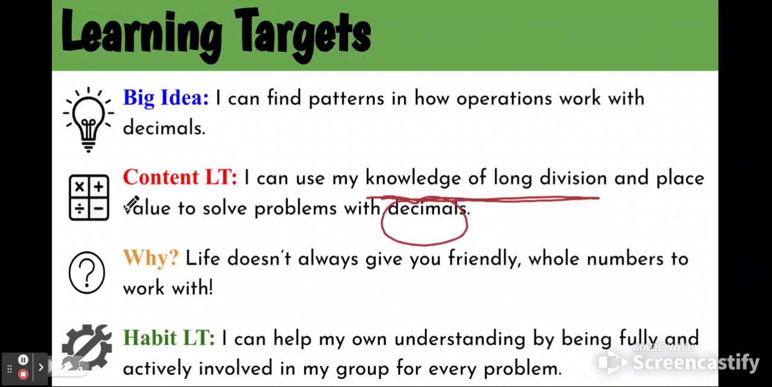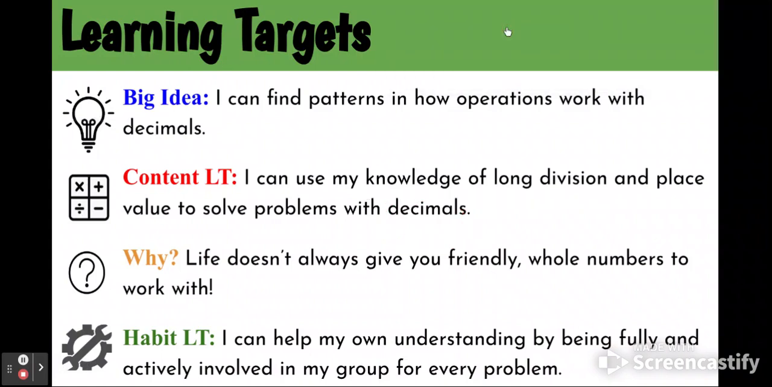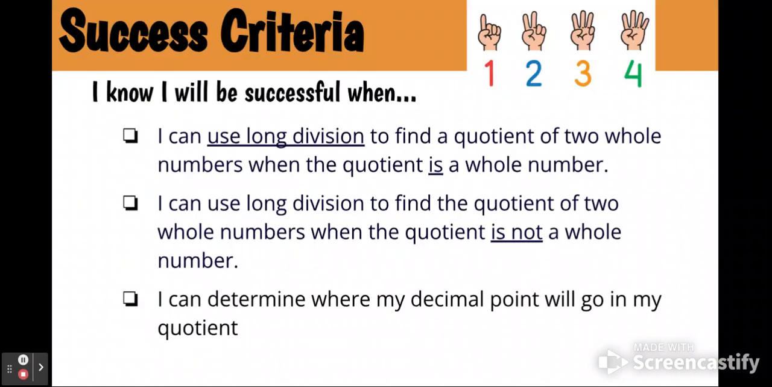As we've been studying with our decimals, we know that it's not always going to be nice and neat round numbers that we have to deal with. As you work through this video today, you are going to be solving some problems that involve long division where you get a decimal in your quotient. And we'll talk about what a quotient is in just a second.